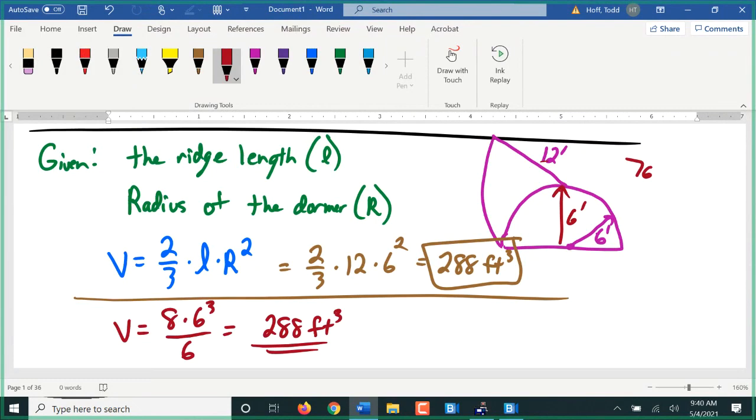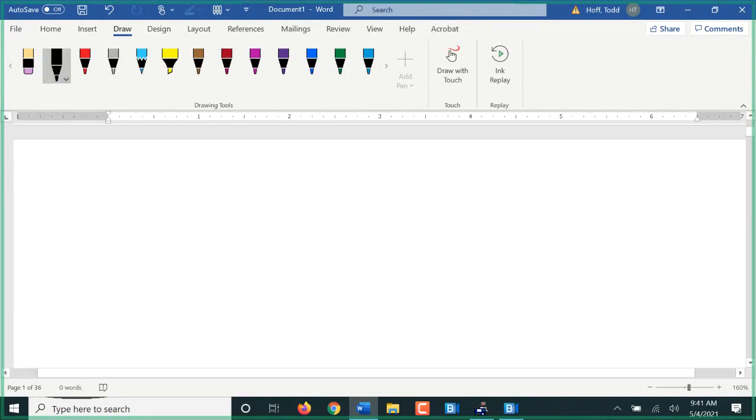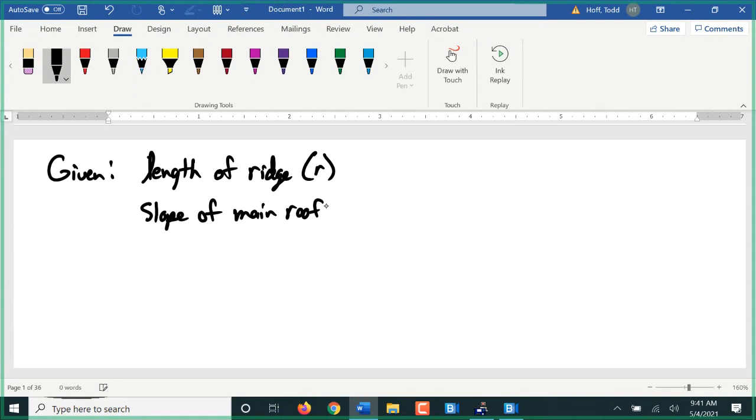So we do get the same volume, I should say, for that dormer, no matter which two pieces of information we use to find that volume. Now, I did not give you a formula for the volume of that dormer if all we're given is the length of the ridge and the slope. The length of the ridge L and the slope of the main roof N.